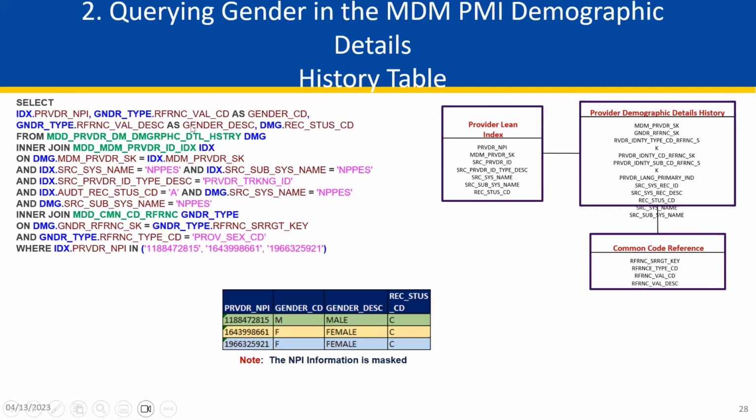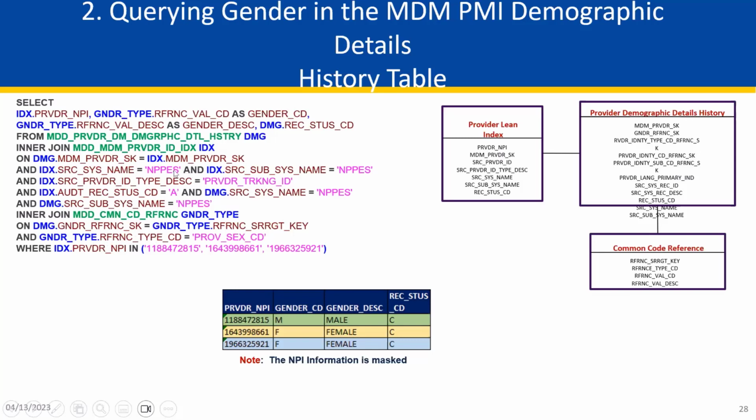Like, you have a demographic table, but you have to join with lean index, and you also have to join with common code, as I mentioned, because in NPI profile, the codes and descriptions are already embedded in the table. But when you're querying the PMI table, you have to join with common code and specify which reference type code you're looking for. If you're looking for gender, then you have to specify the type code.